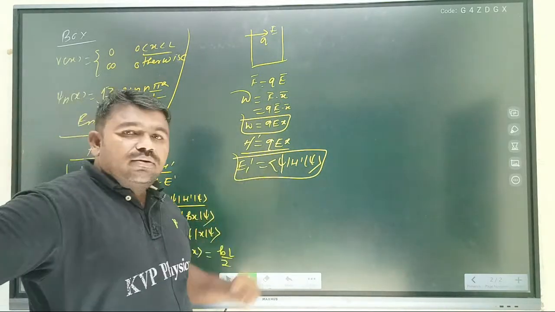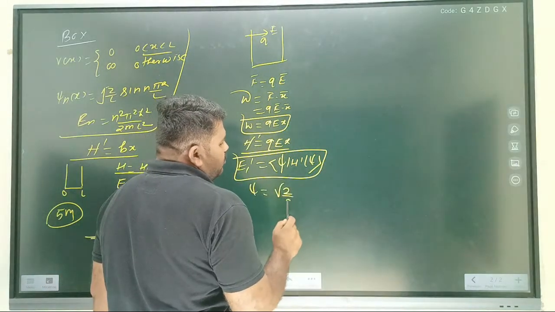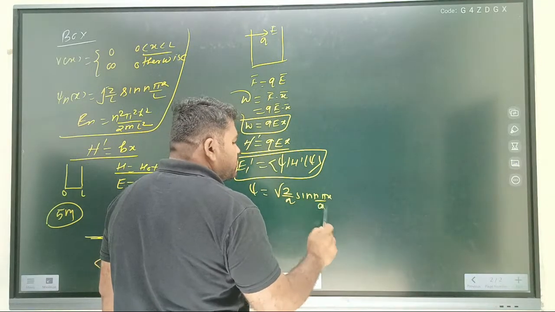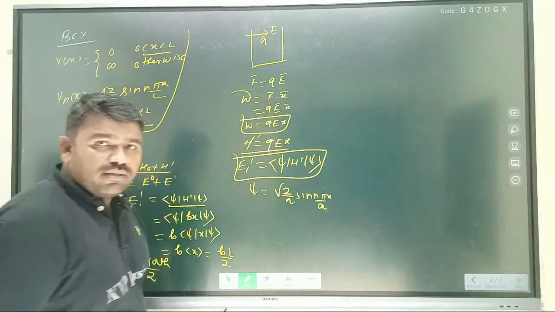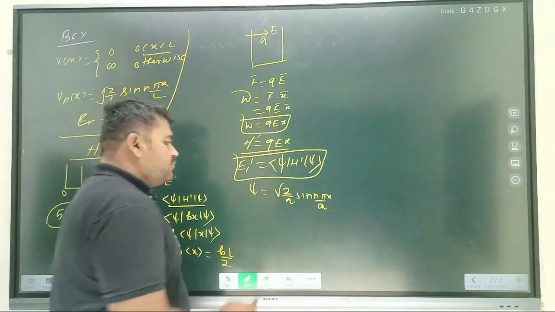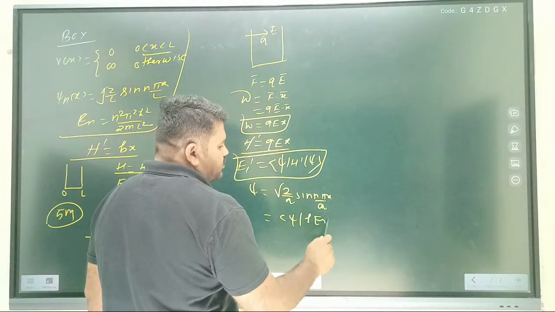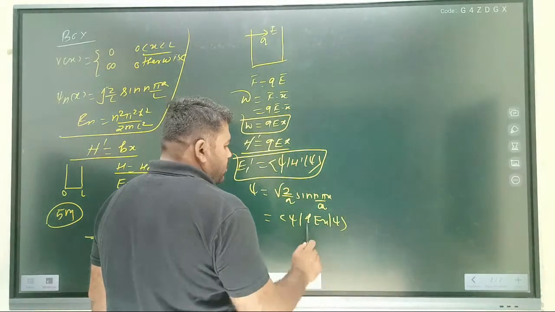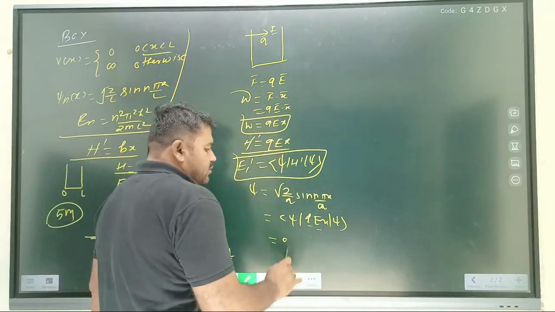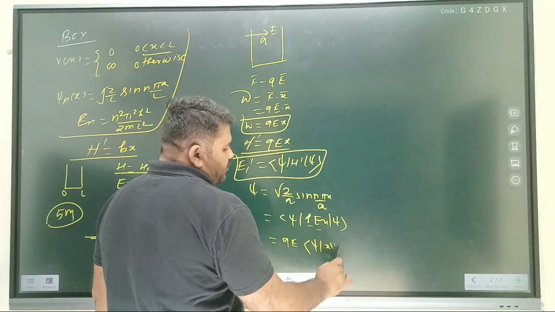Then psi is equal to how much? Yes, the system is a box, so psi is equal to root 2 upon a sine n pi x upon a. This is the wave function for this case. Now just substitute this H prime. Then psi H prime psi is nothing but QEx into psi. Here QE is a constant part. Take it outside. Then this becomes psi x psi.